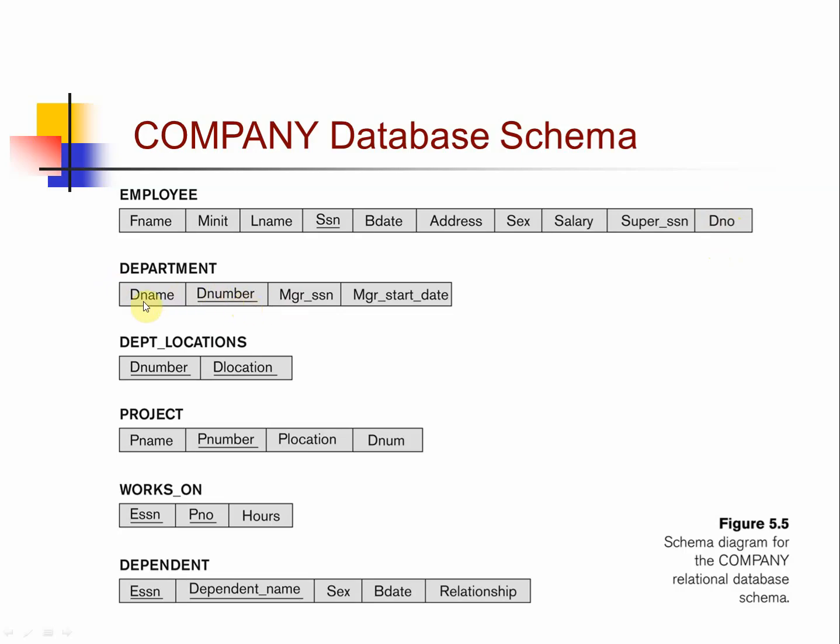For department, it has department name, department number, and who is the manager. So obviously this manager social security number will have some linkage with the employee's primary key, which is social security number. So try to understand what's being described here. For a department location, it has 2 attributes. Both of them are underlined. Why is that? This is something interesting.